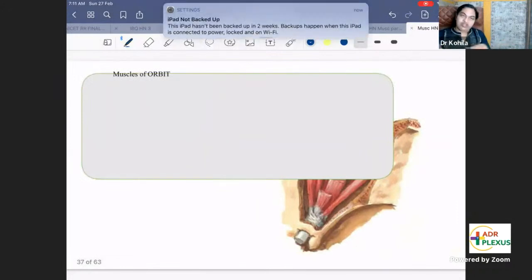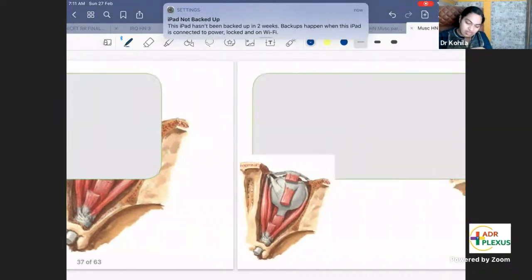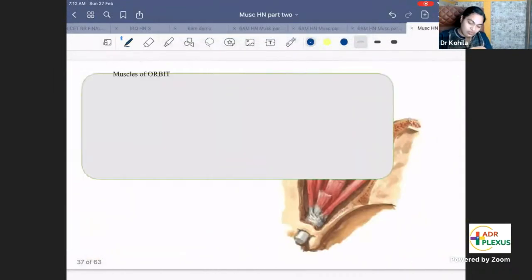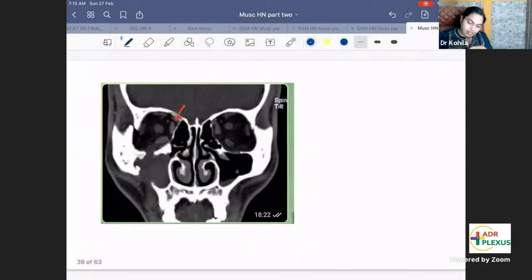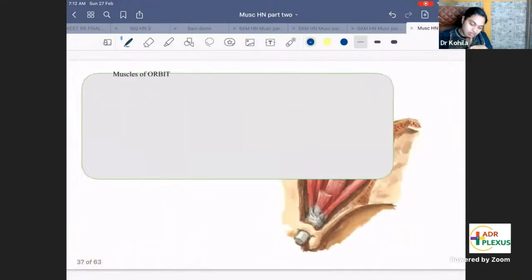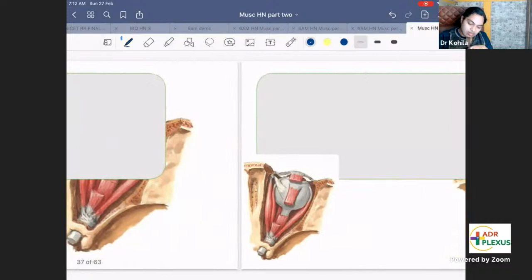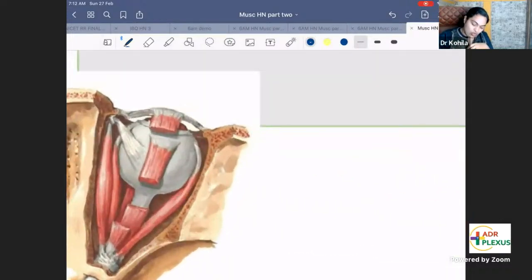Now, we have come towards the end of the lecture, but this is the most important topic, muscles of orbit. I'm sorry, the picture got hidden. I don't know. Okay, this is the image that I want to show you.